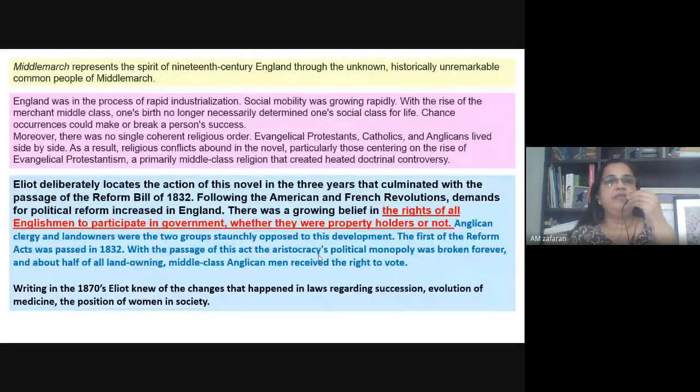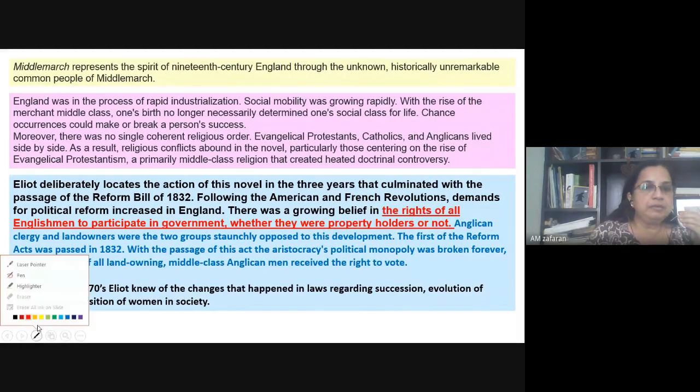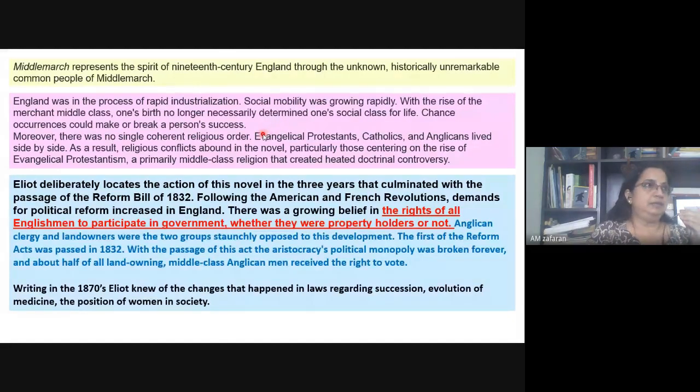Now, this was a time of rapid industrialization. Things were changing to the industrial mode faster than people could even understand. Social mobility was growing rapidly. So there was always the chance that if you work hard and you are able to deal with the whole process of industrialization well, you could make a lot of money, which could mean that social mobility was something that could happen pretty fast. But with the rise of the merchant middle class, one's birth no longer necessarily determined one's social class for life. So the merchant class was becoming more and more powerful. That meant they had more money. So they need not actually belong to nobility in order to be counted as someone important in society.